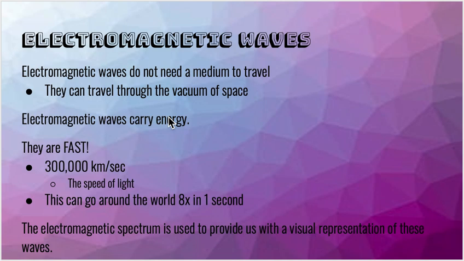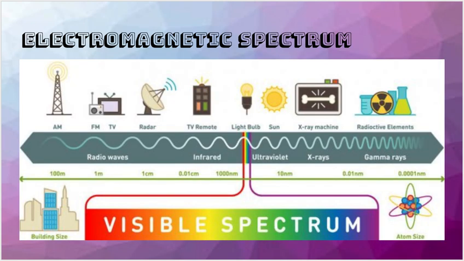Electromagnetic waves carry energy. All waves carry energy. And these waves are really fast. They travel at the speed of light, which is 300,000 kilometers per second. This can go around the world 8 times in 1 second, so it's almost instantaneous. You hear it immediately or see it immediately. The electromagnetic spectrum is used to provide us with a visual representation of these waves.